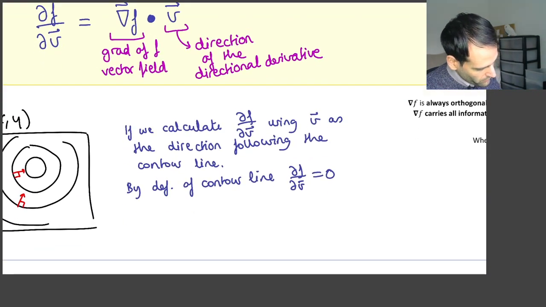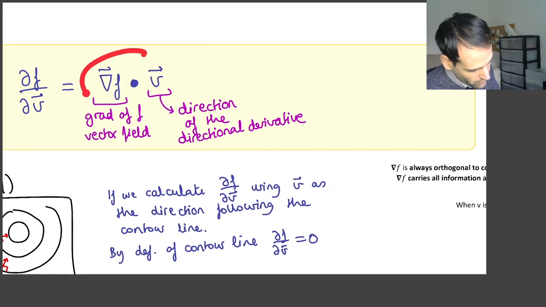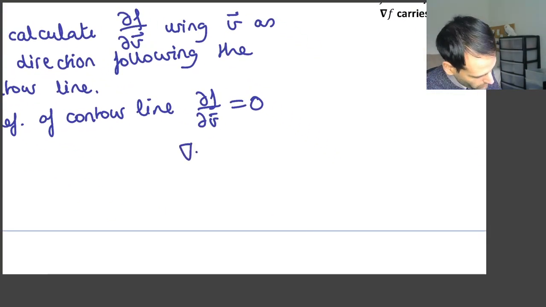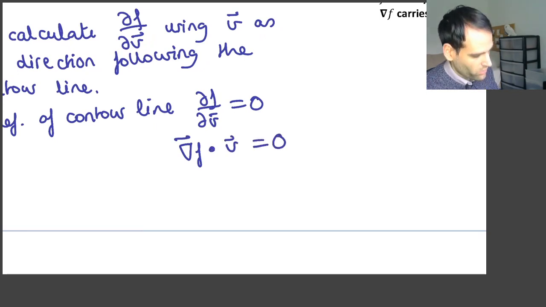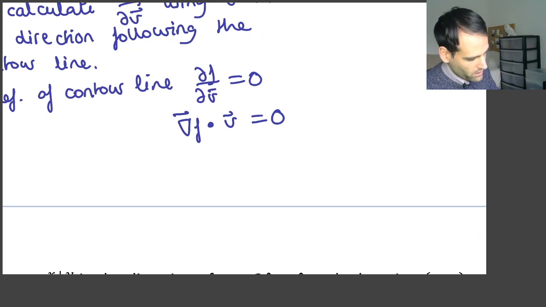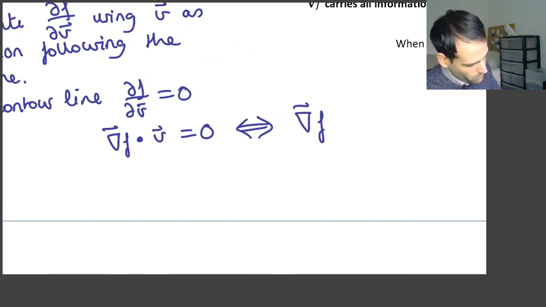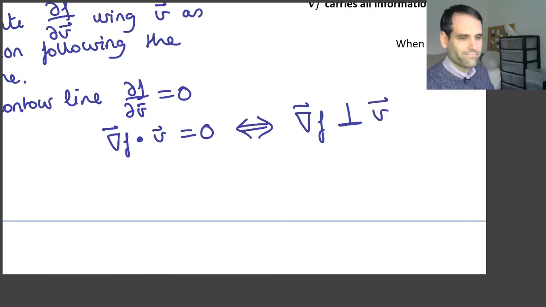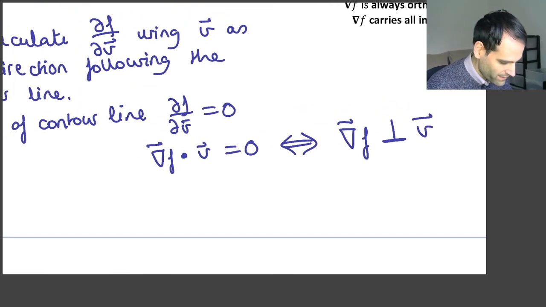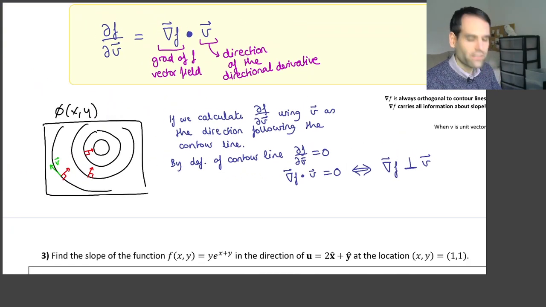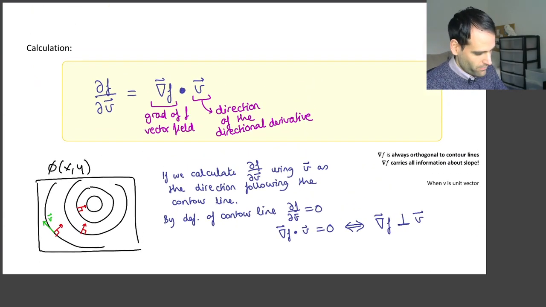But we just saw that the directional derivative is the gradient of f dot product with v. So if this is 0, this must mean that the gradient of f is perpendicular to v. So this is a very nice, concise proof of why the gradient is always perpendicular to the contour lines. I hope that's clear.